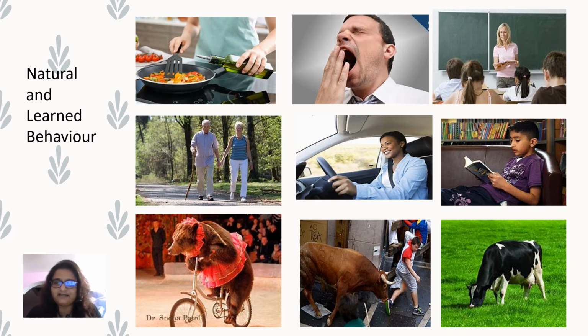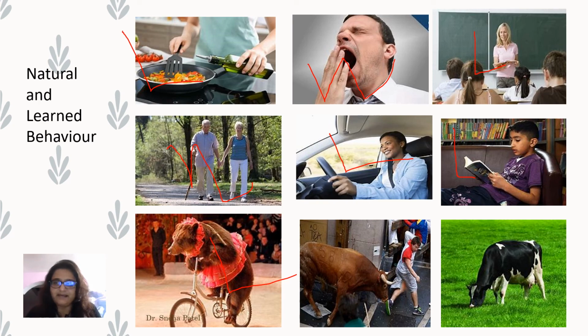The very first one is learned behavior. Second, yawning is natural. Teaching is again learned. Walking is natural. Driving, definitely learned. Reading, learned. This bear is in the circus. He is riding a cycle. That can be done only after a lot of training and practice. So this is a learned behavior.